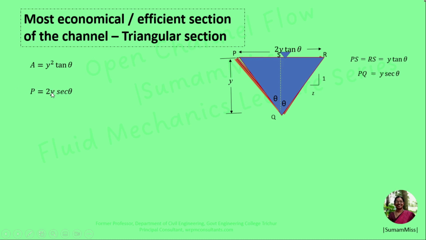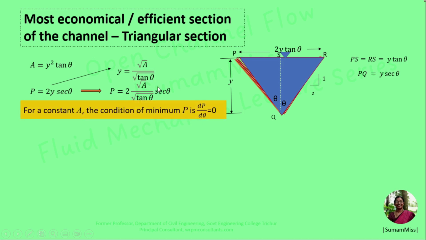So replacing y in terms of theta, y equal to root of a by tan theta. If we substitute this y here, then the expression for wetted perimeter p equal to 2 into root of a by tan theta into sec theta. So the condition of minimum wetted perimeter is dp by d theta equal to 0. If we differentiate this expression with respect to theta and equate it to 0, then the expression is 2 into root a into differential of sec theta by root of tan theta d theta equal to 0.